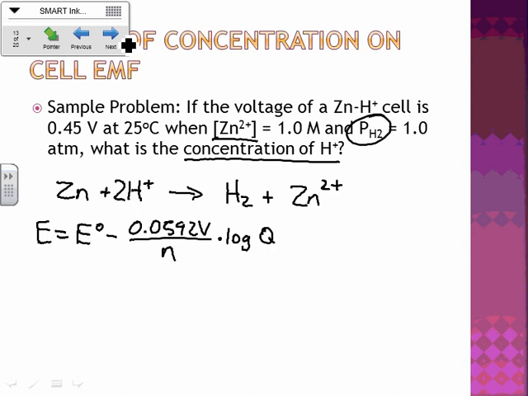So the Q expression for this reaction would be, I should label my states of matter here to help me out. It's going to be the zinc 2+ times the... This is kind of weird because we're sort of mixing them together here. And I'm trying to make sure that I can do that. Let me pause it for just a second here.